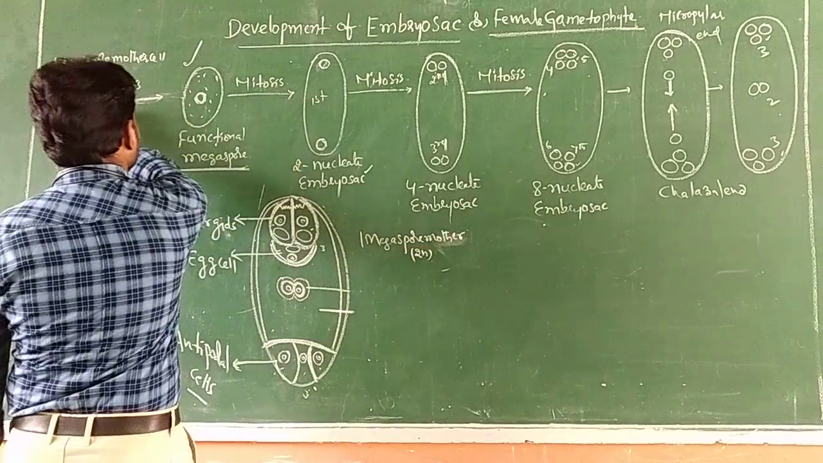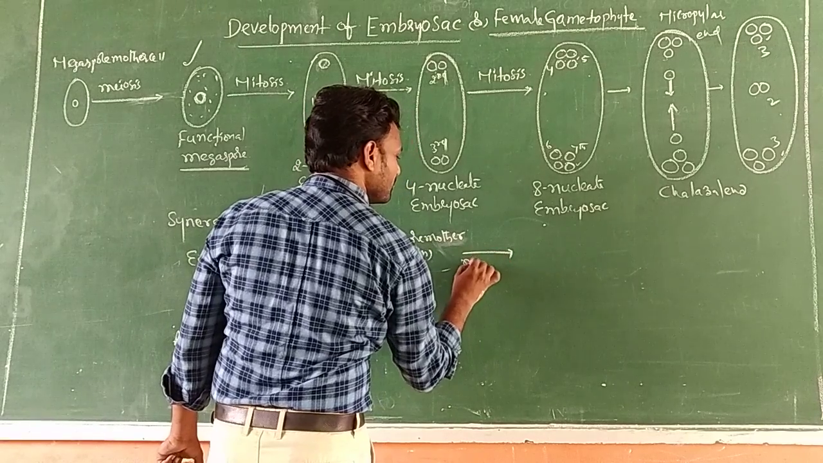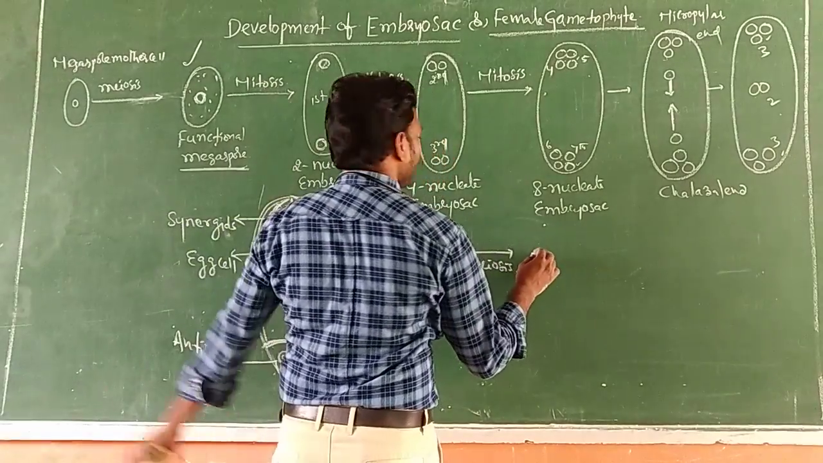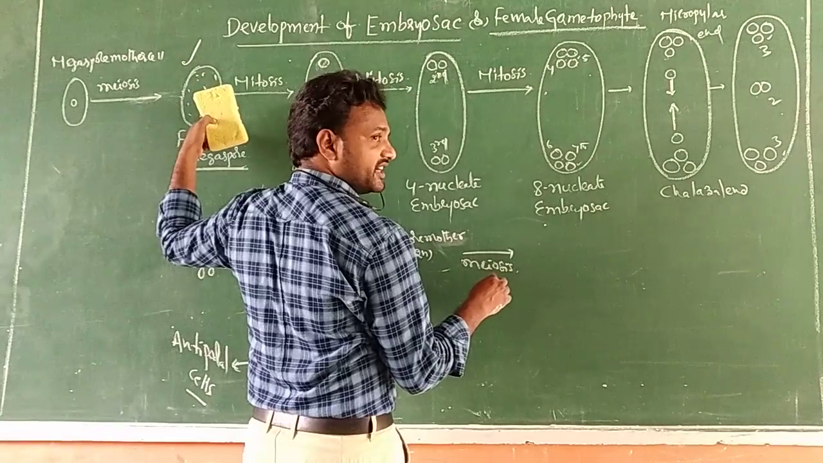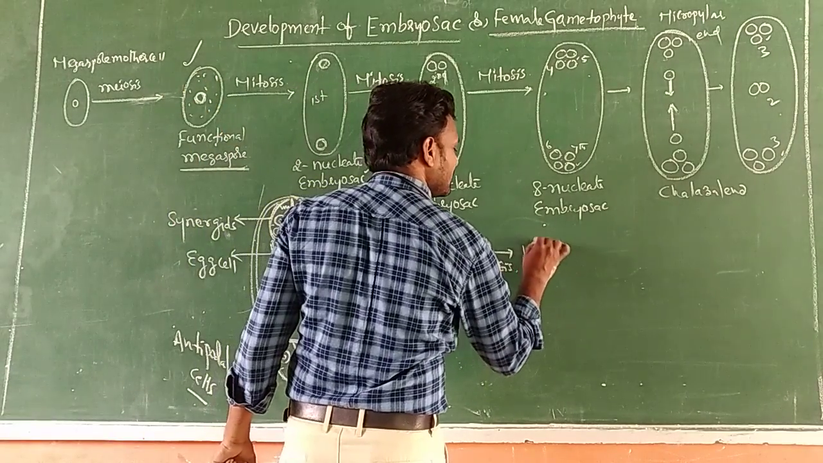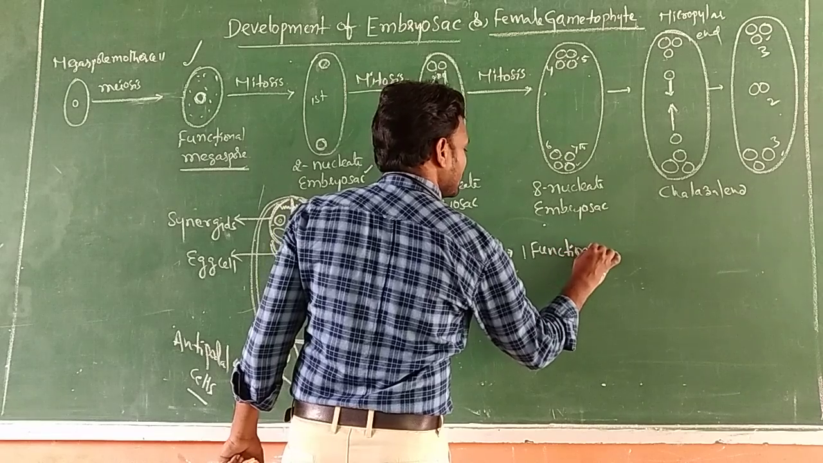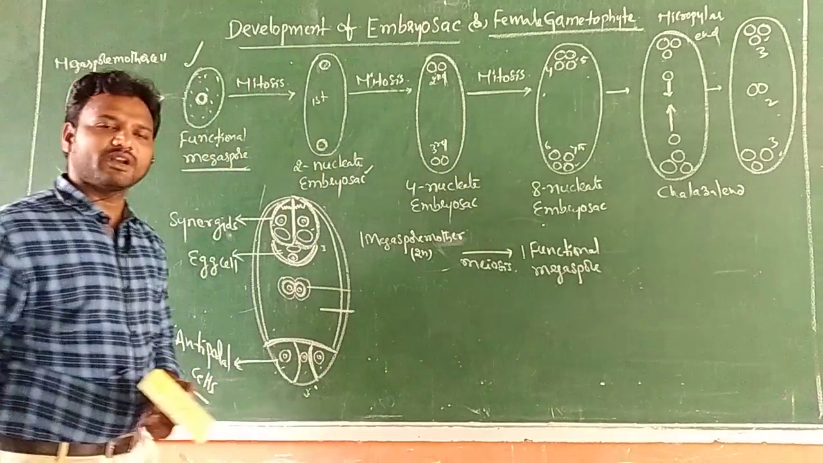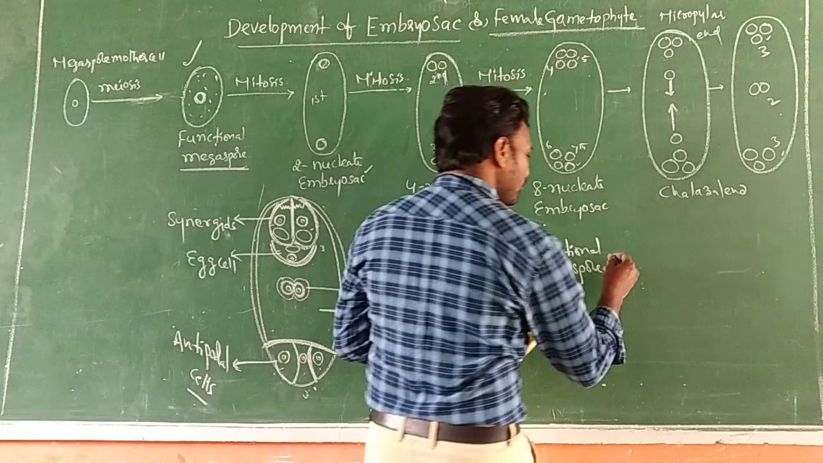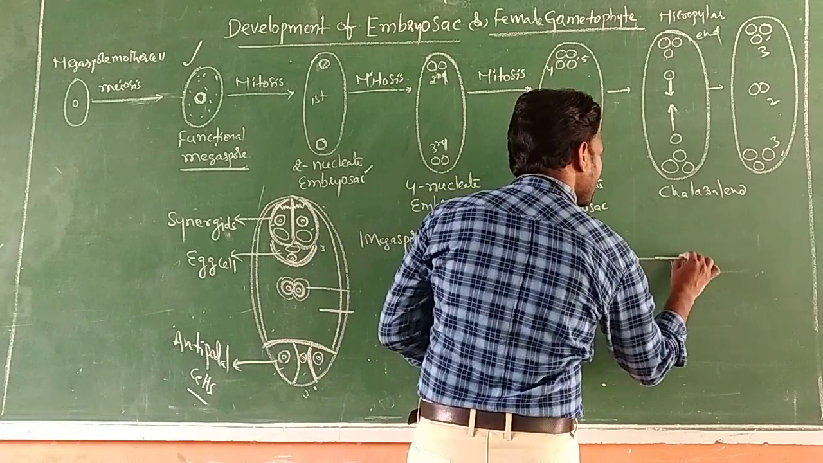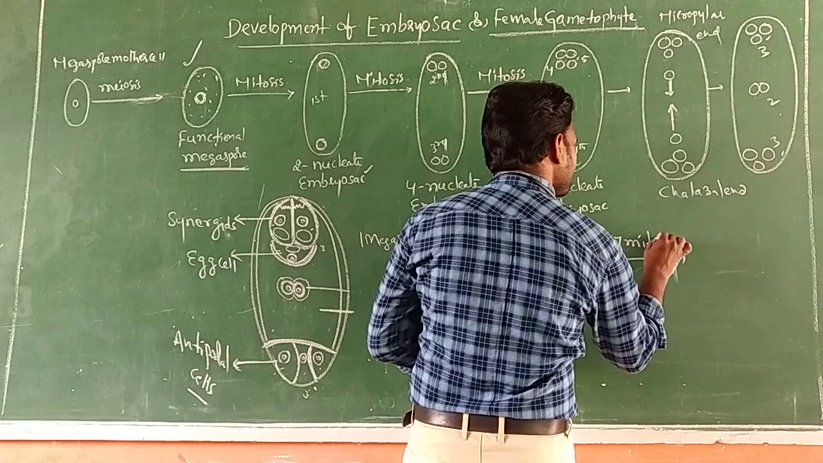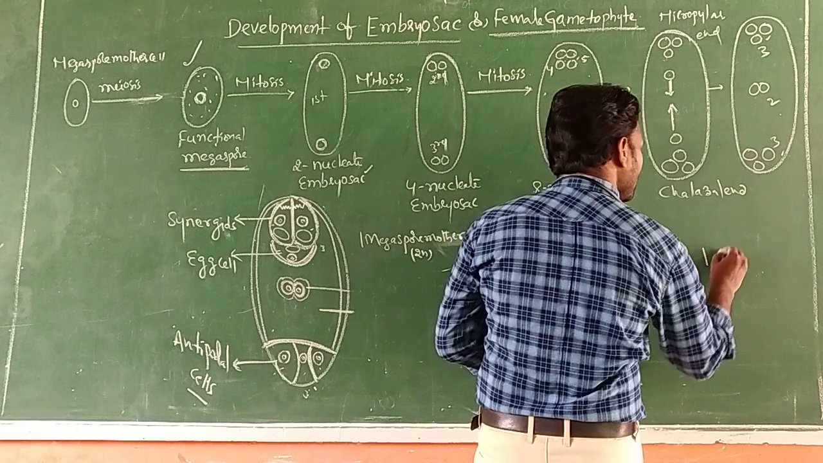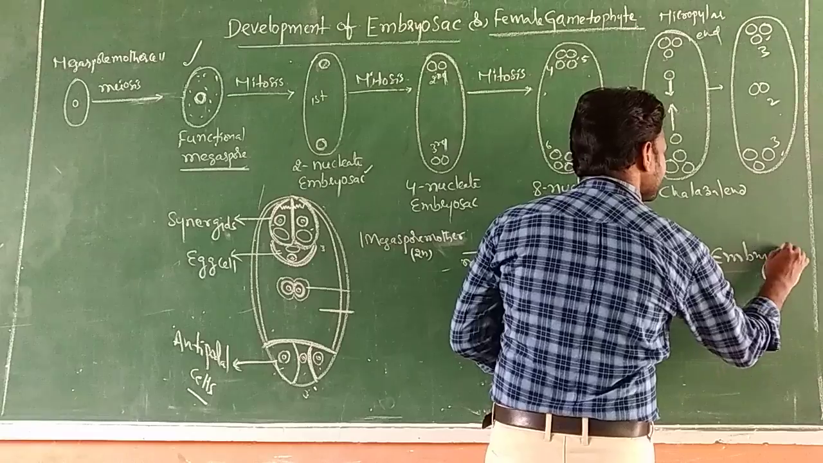Yes. This undergoes which one? Meiosis. Meiosis, formation of 4 megaspores. Out of 4 megaspores, 3 degenerate, only 1 is functional. This is 1 functional megaspore. Next, 1 functional megaspore undergoes which one? 7 mitotic divisions. Okay? 7 mitotic divisions. When that happens, what do we get? 1 embryo sac.